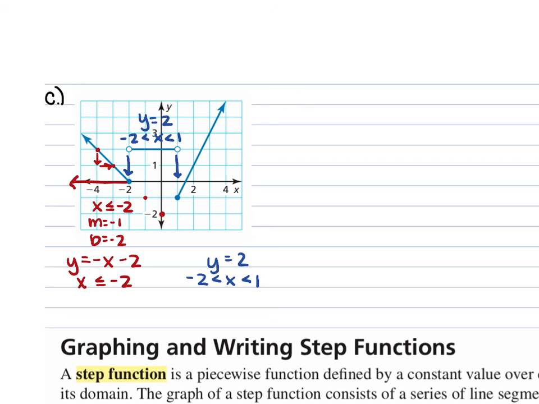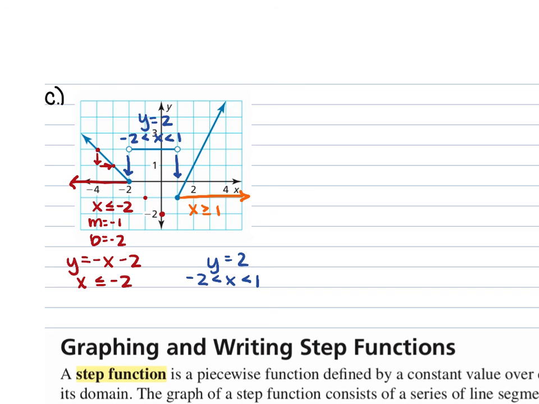For the line on the right, I'm going to start my x values at the 1 and go to infinity. It includes the 1 since we have a closed circle on there, so x is greater than or equal to 1.